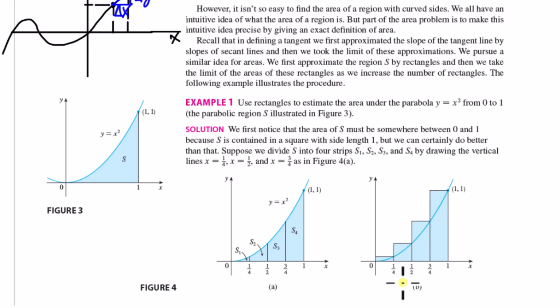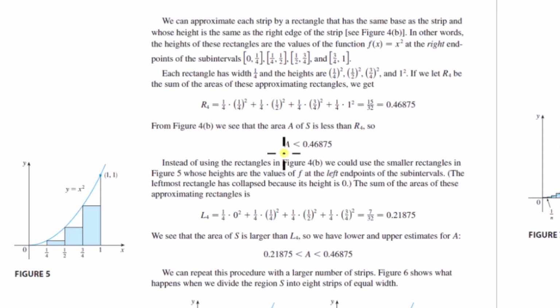Now, you might be wondering, will it always turn out that way if you're using right endpoints? Well, no, not necessarily. You can imagine if this function was decreasing, then the right endpoint method would be an underestimation of the actual area. But for this specific problem, it's clear that R sub 4 is an overestimation of the actual area of S. So we know for sure that the exact area of the region is less than this 0.46875.